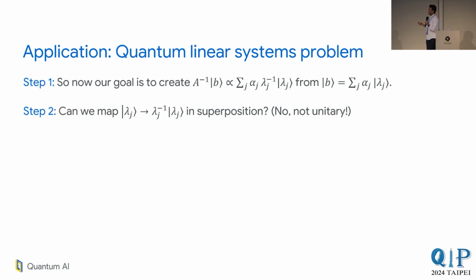If you could do that, it would be done. Right? That's what we want to do. But you can't do this. This is not even a unitary operation. So, no, you can't do this. But this is the goal, the thing we're being motivated by.